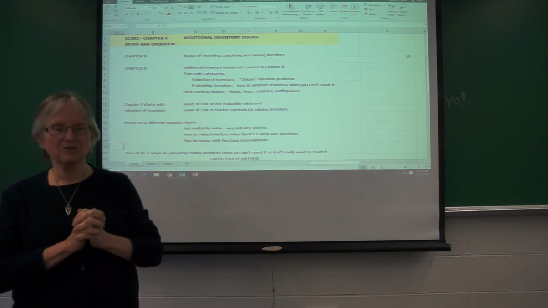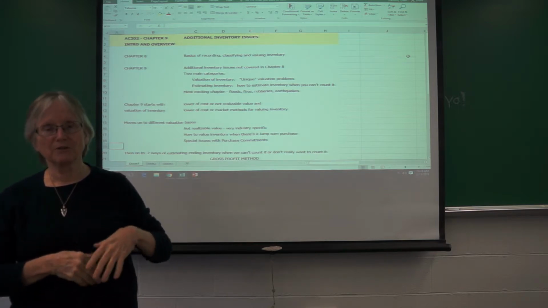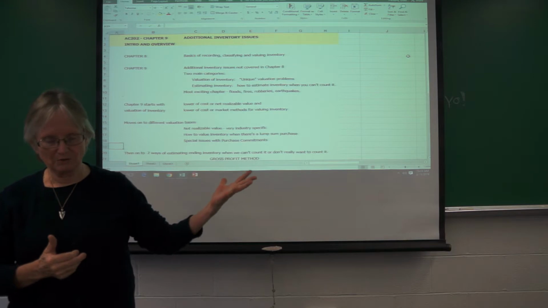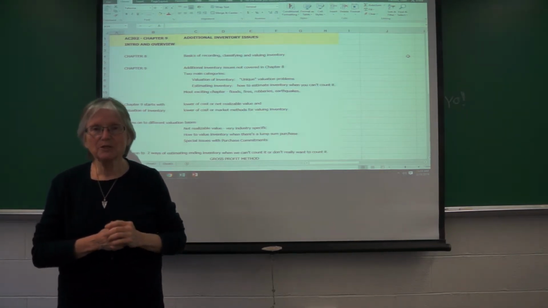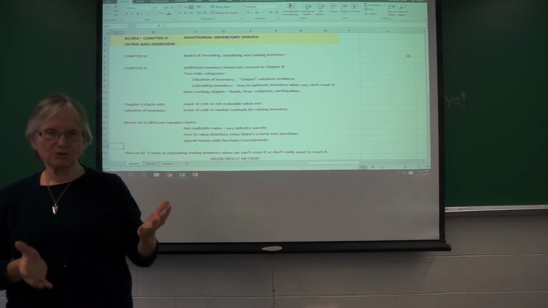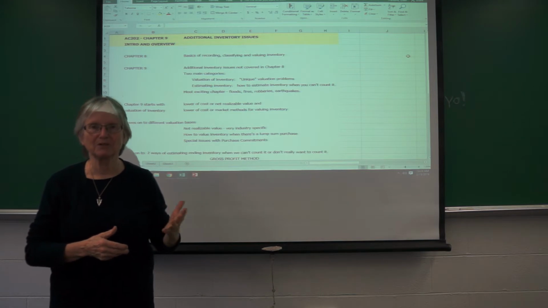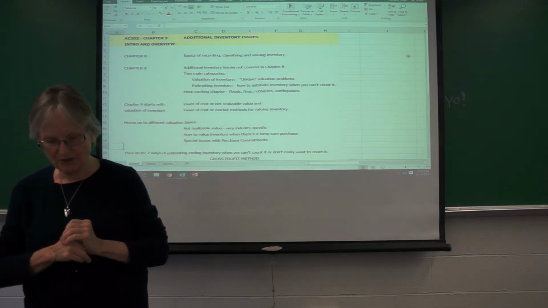Then you get on to the ways of estimating ending inventory when you really don't want to count it, or it's an interim period, or for whatever other reason. And that's where we get to the gross profit method and the retail method. And then we usually do the ending of the presentation and analysis and a little comparison with the international standards.